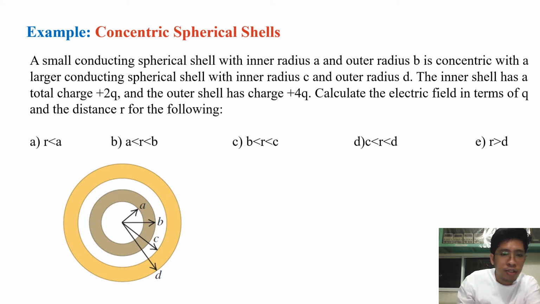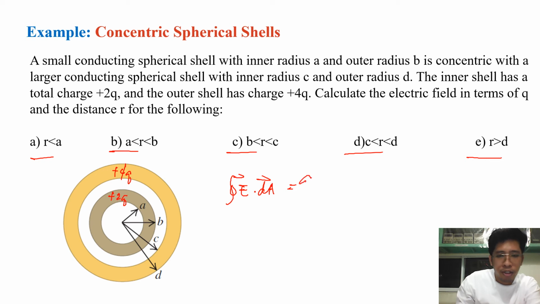Okay. So two concentric shells, and your inner shell has a charge of plus 2Q. Your outer shell has a charge of plus 4Q. You're going to find the electric field at these points. Again, Gauss's law is just the integral of E dot dA, and this is equal to Q enclosed over epsilon naught. Now let's solve the problem.